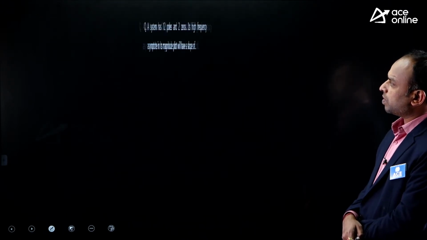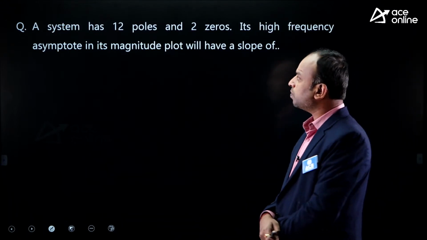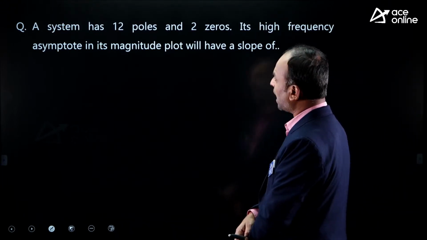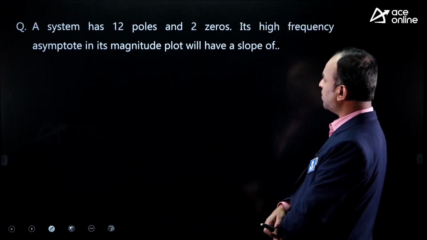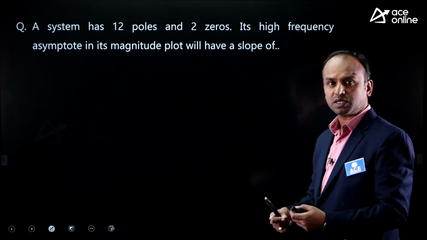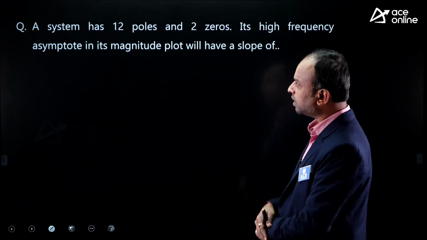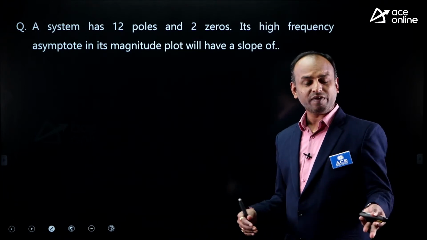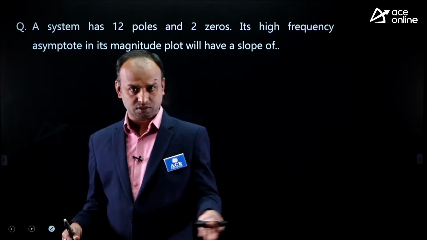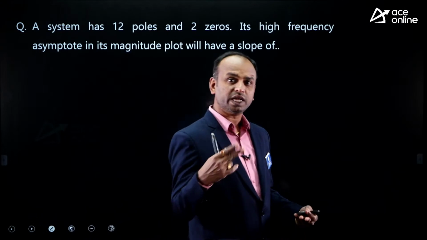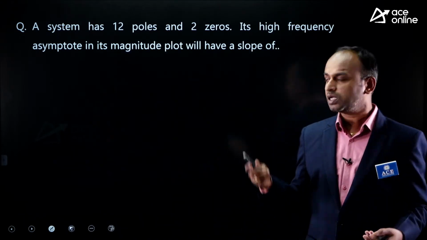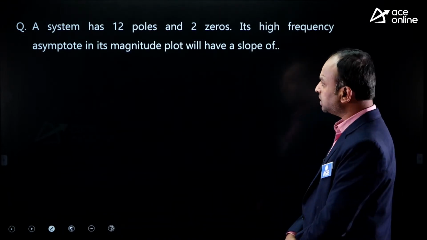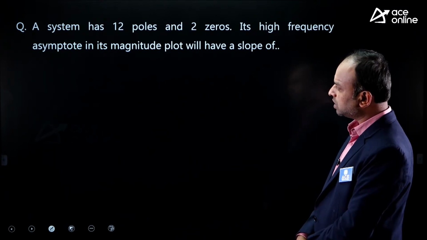Now we'll observe the question given on the Bode plot. A system has 12 poles and 2 zeros. Its high frequency asymptote in the magnitude plot will have a slope of what? Previously I observed the question papers, so I have selected one question here. In the previous videos, over the last 10 days, 2 videos, I selected different models. Here I am selecting one more different model. These are the options given.